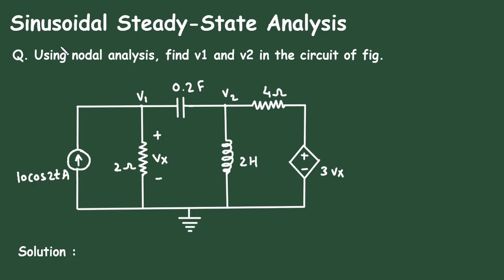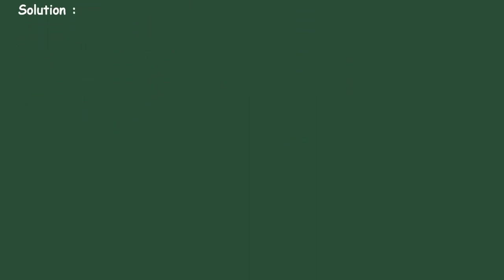In this video, we will see an example on sinusoidal steady state analysis. Question: using nodal analysis, find V1 and V2 in the circuit of figure. Here for this circuit, we have to find the value of V1 and V2. So let's take the circuit from here and paste it here.